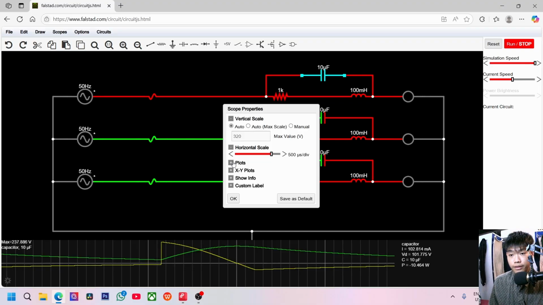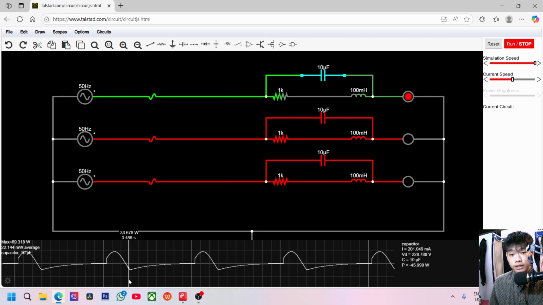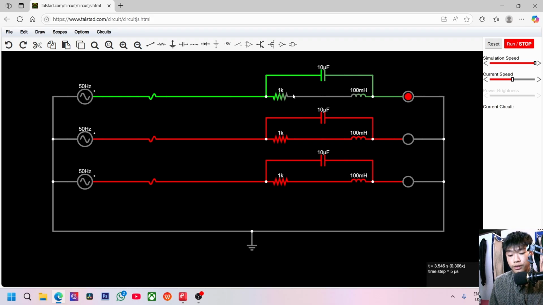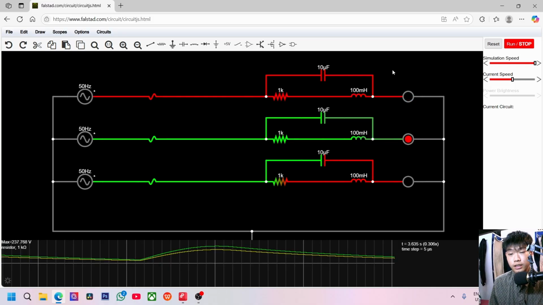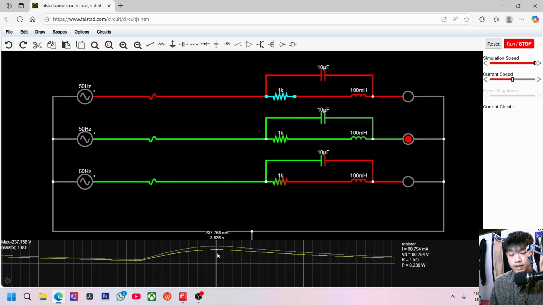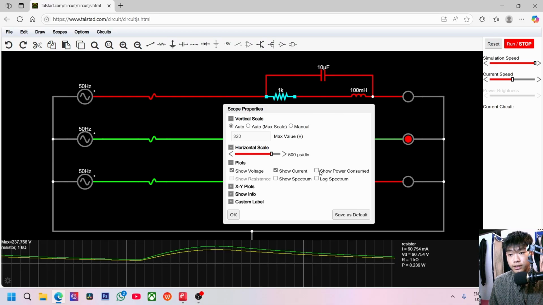Now we will look at the power consumed. As you can see, the average power by the capacitor is equal to 22.144 milliwatts, which is almost equal to 0. Now we will look at the resistor voltage peak. As you can see, the resistor peak voltage is equal to 237.8 volts, and the max current is equal to 237.8 milliamperes. Now we will look at the power consumed by this resistor.